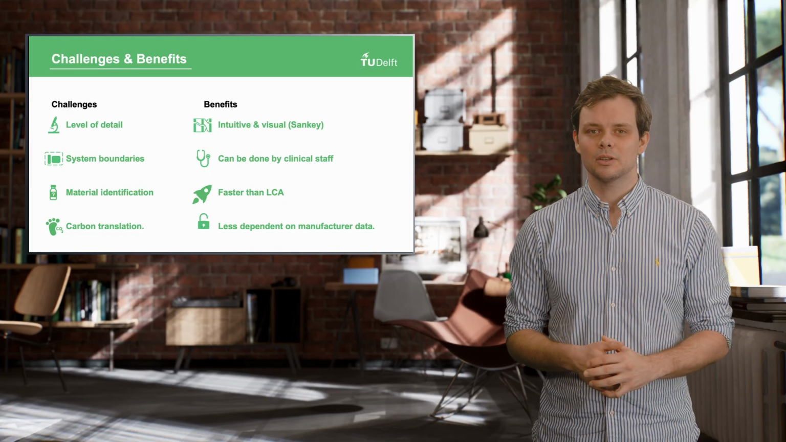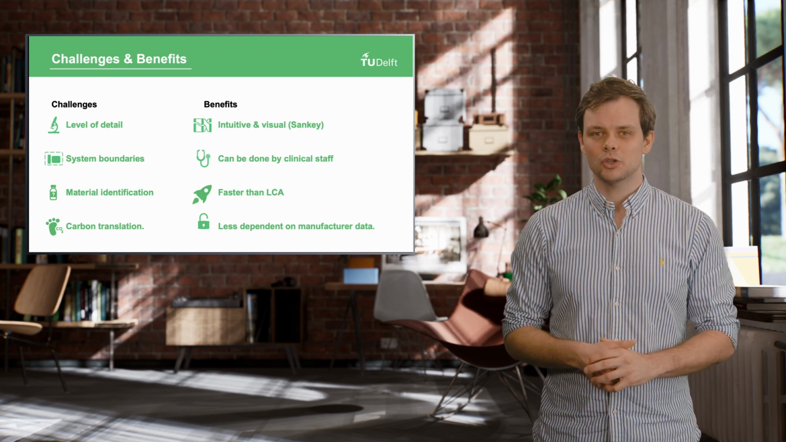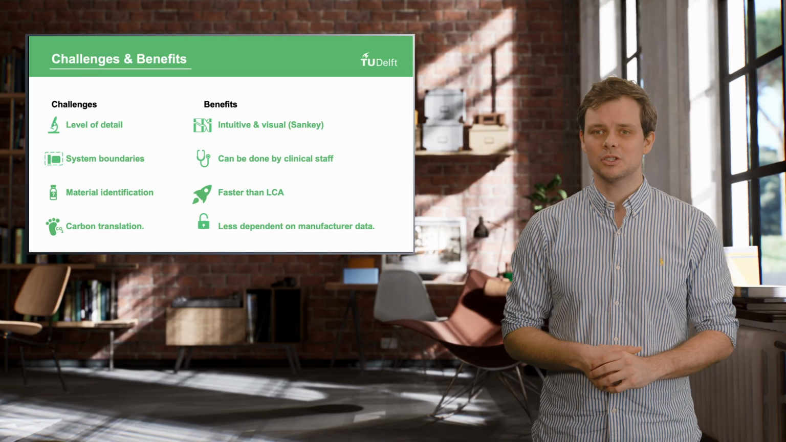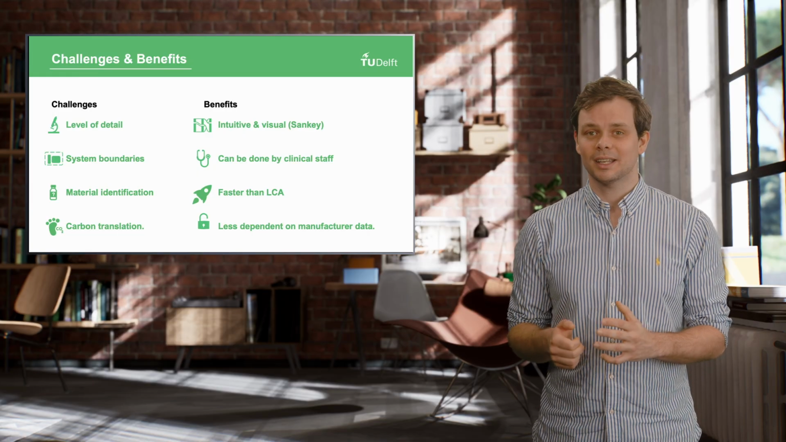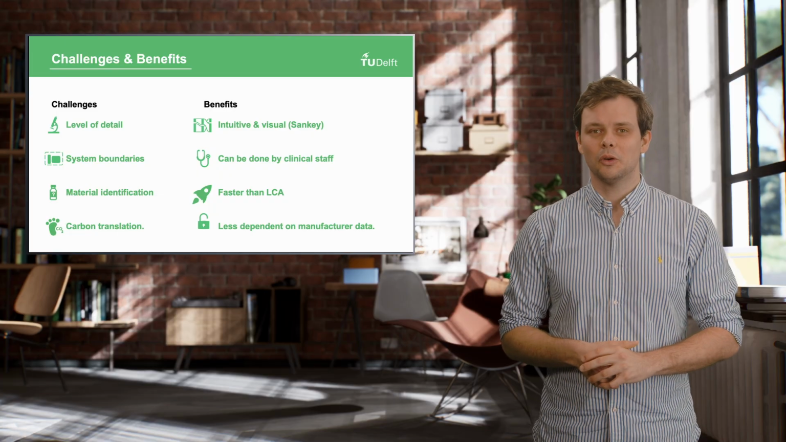We started this chapter talking about the black box of hospital materials. MFA is the tool that finally turns on the lights. By mapping these physical flows, we move from guessing about our impact to actually seeing it. And once we can exactly see what we are using and wasting, we can finally take control of our environmental footprint.